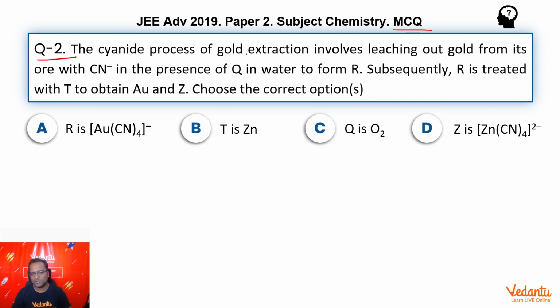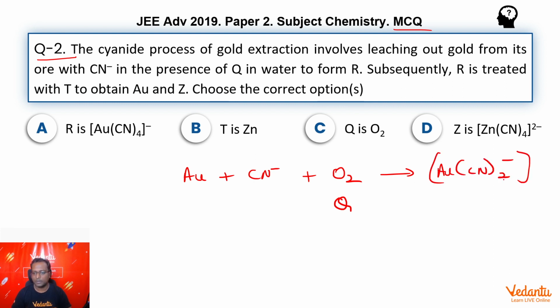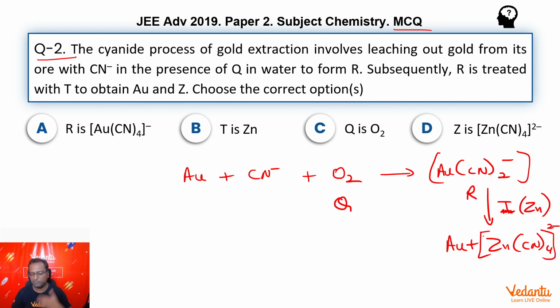The question says the cyanide process of gold extraction involves leaching out gold from its ore using cyanide in the presence of Q to form R. Subsequently, R is treated with T and this converts to gold and a compound Z is formed. Now, this is very standard theory, guys. We study it every time we talk about leaching in metallurgy.